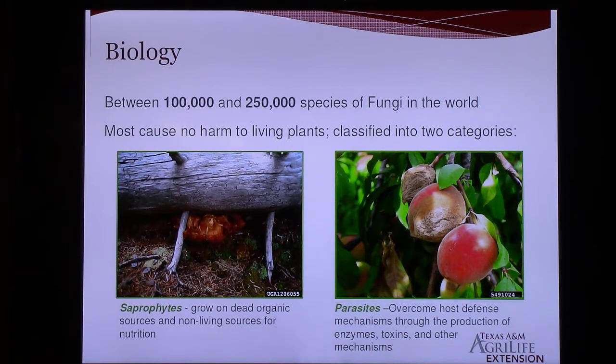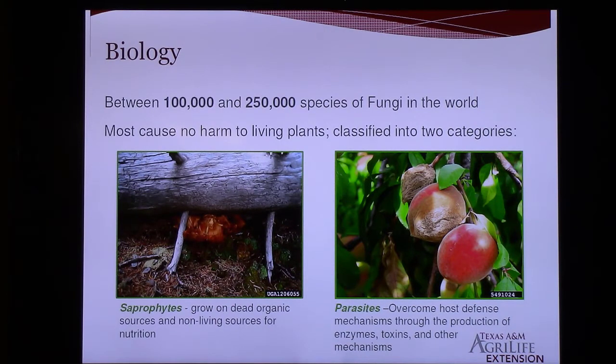It's estimated that there's between 100,000 and 250,000 different species of fungi throughout the world. And that number's probably on the low side because as science is getting more and more advanced, we're finding more and more species of fungi. There are 2 different classifications or categories of fungi. There's what we call saprophytes, and these saprophytes grow on dead organic material.